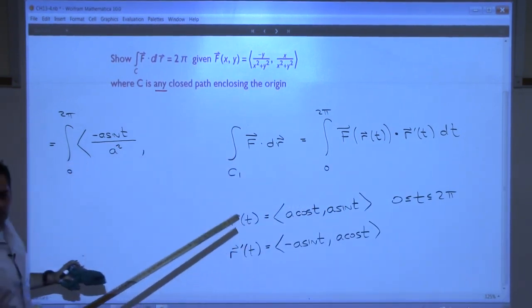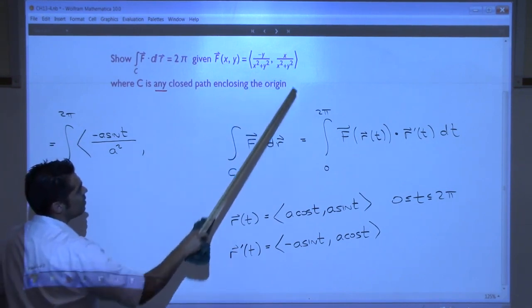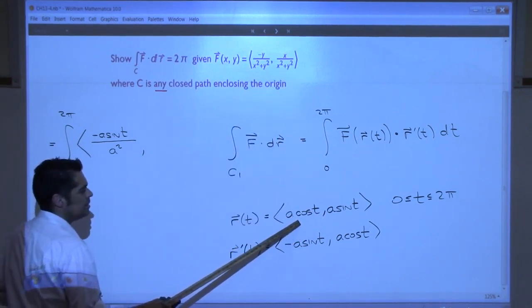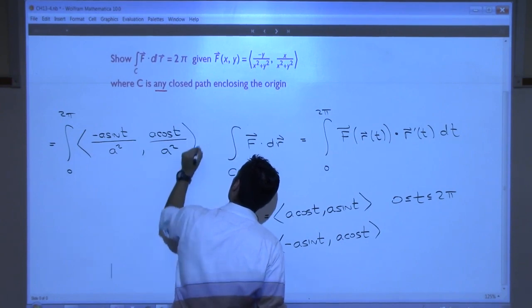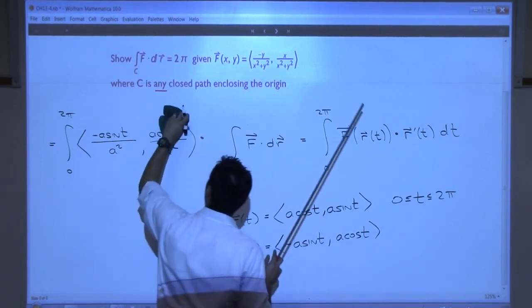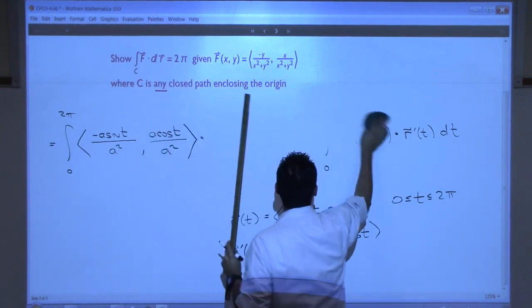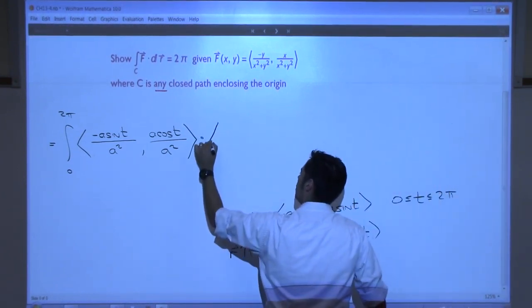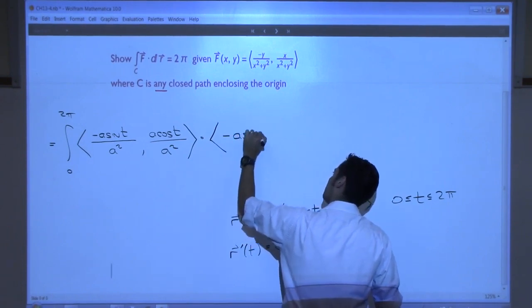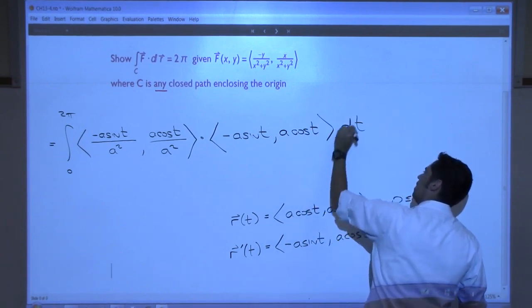And then there's no square root, right? We're good? Oh, yeah, OK, you canceled already. Yes, I'll do that in a second. Now the x over x, so a cosine t over a squared again. And then I'm going to dot that vectors. I dot that with the derivative, which is negative a sine t, and then a cosine t, and then dt.